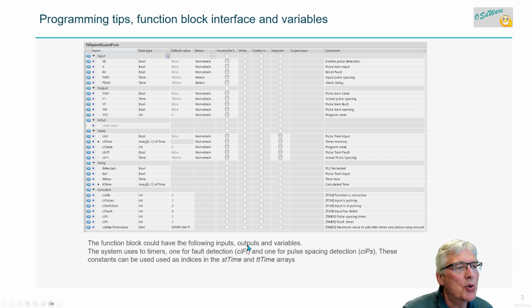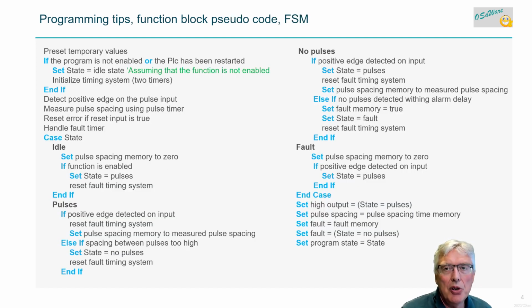So two timers: fault timer and pulse spacing. We could use 0 and 1, but just name them. So you know, this is the pulse timer and this is the fault timer that we're working on. And then we make arrays here when we have two timers. For three timers, this array is 3, and so on for more timers. But usually, using this timing system in a function block, you don't need a lot of timers.